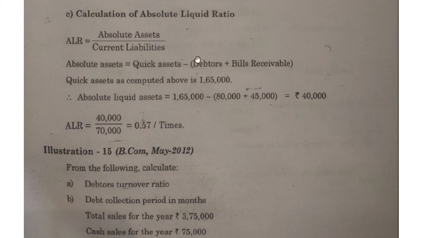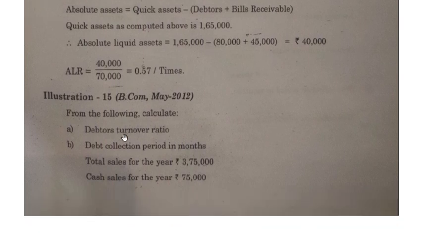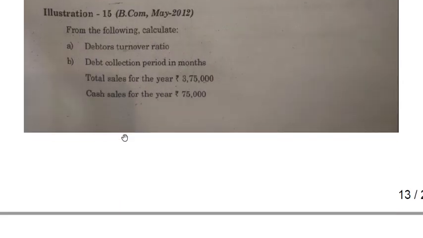Okay, which is quite a long way. So quick asset is 1,65,000 minus 80,000 plus 45,000, which is 40,000. This 40,000 is nothing but your cash in hand if you look into the question. So absolute liquid ratio is equal to 40,000 divided by current liability 70,000, which is equal to 0.57 times.